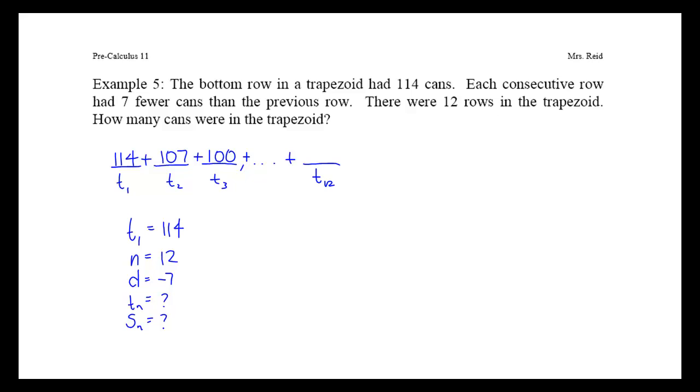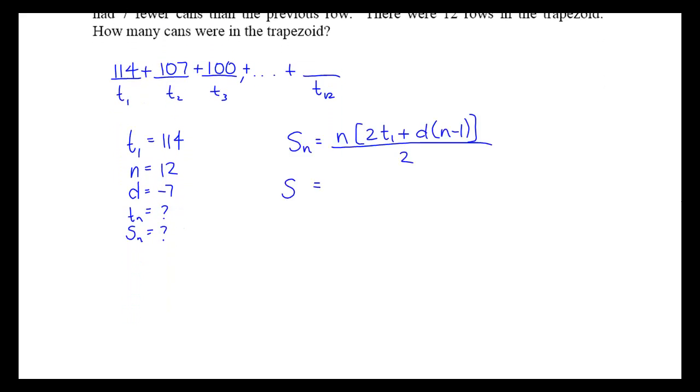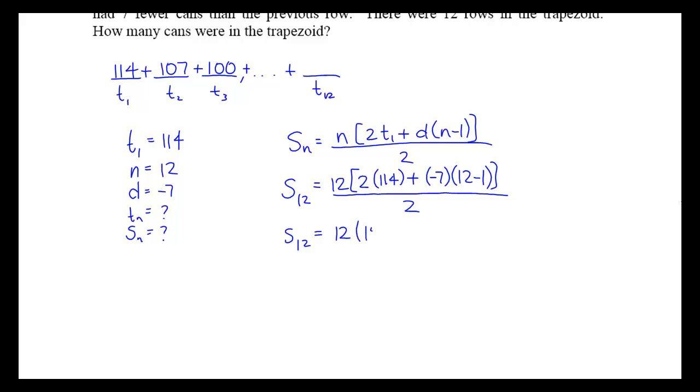Because I don't know tn, I'm going to use the longer formula for this one. I'm going to plug in my numbers. So the sum of the first 12 rows equals 12 times [2 times 114 plus -7 times (12 minus 1)], all divided by 2. If I plug in all the stuff inside the square brackets, I end up with 151. And that leaves me with a total of 906 cans in total.